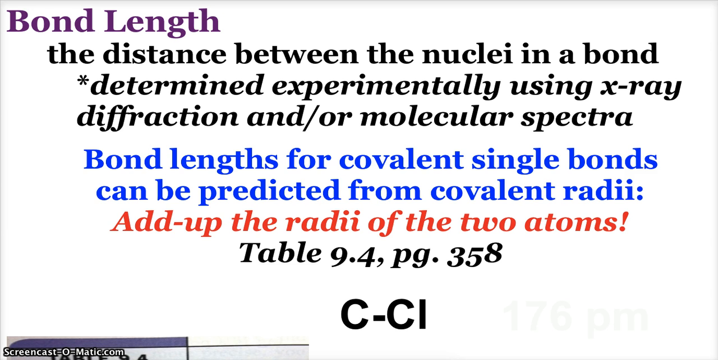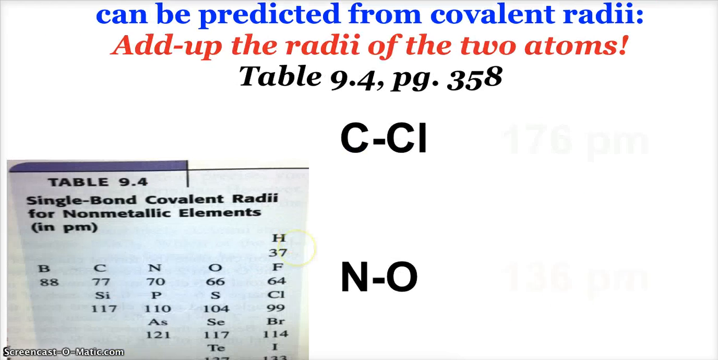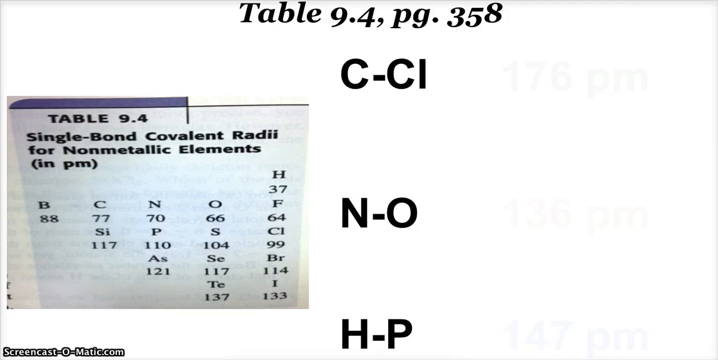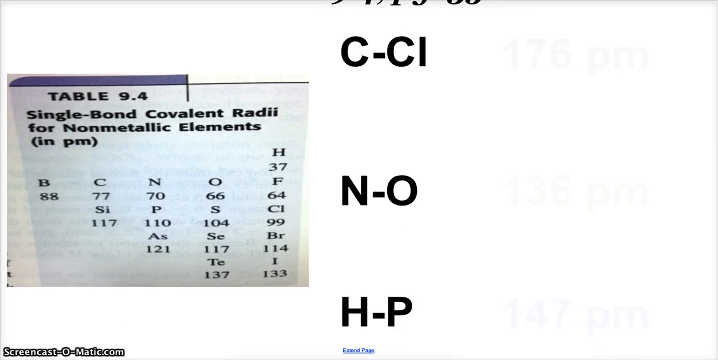But if we're looking at single covalent bonds, we can predict them to a pretty high accuracy by looking at the radii of the two atoms involved in the bond. And you can find this information online, or you see here, this is the little table from your book on page 358. But if I want to know the bond length of the carbon-chlorine single covalent bond, then all I have to do is look at the radius of the carbon atom, which is 77.